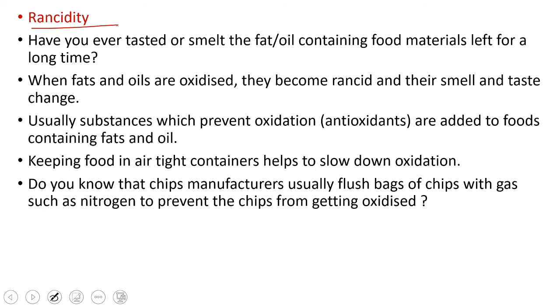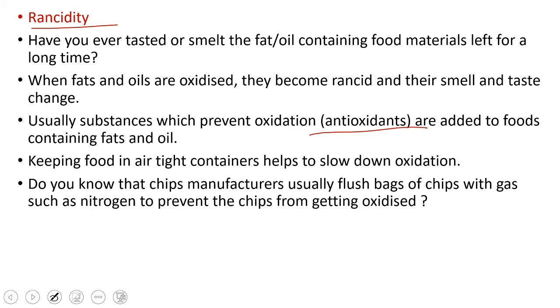So we have to prevent this oxidation. Generally the substances which prevent oxidation, we call antioxidants, and they should be added to food which contains oils and fats. Also, keep the food in airtight containers so that the oil will not react with oxygen, which slows down the process of oxidation, or keep it in a refrigerator because the temperature is very low.